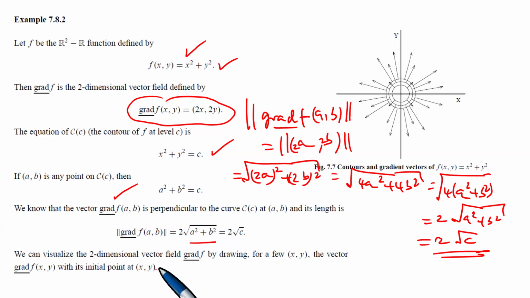We can visualize the two-dimensional vector field gradient of f by drawing, for a few x, y, the vector gradient of x and y with its initial point at x and y. So that this here is x and y. And now we're able to see that x squared plus y squared is nothing other than what? x squared plus y squared equals c is a circle.